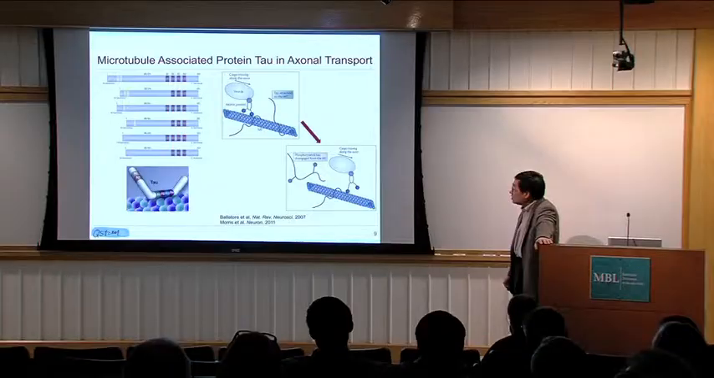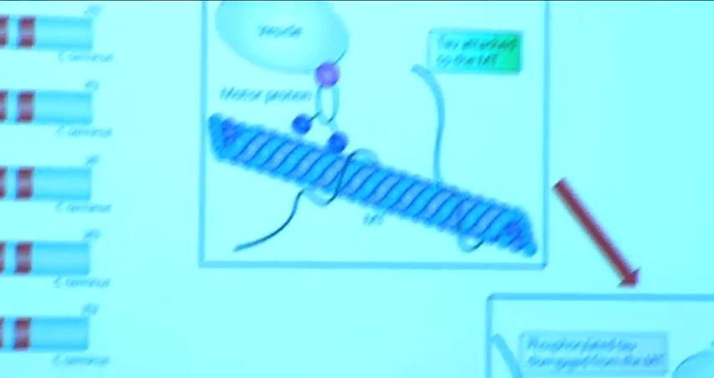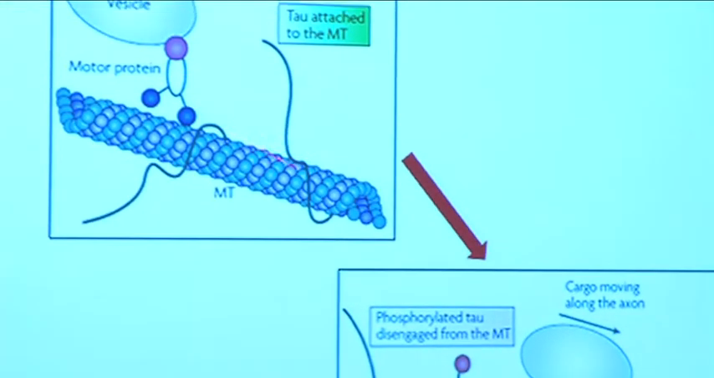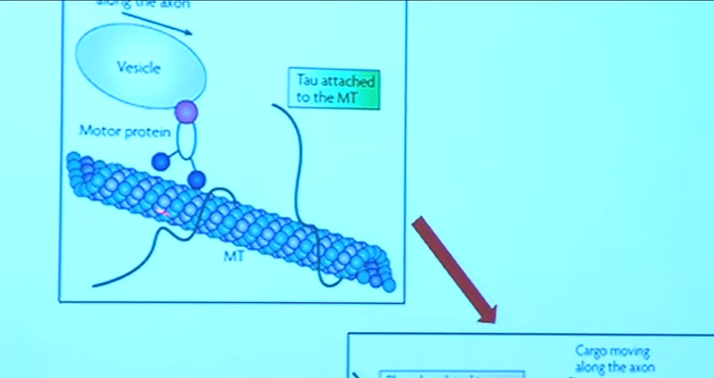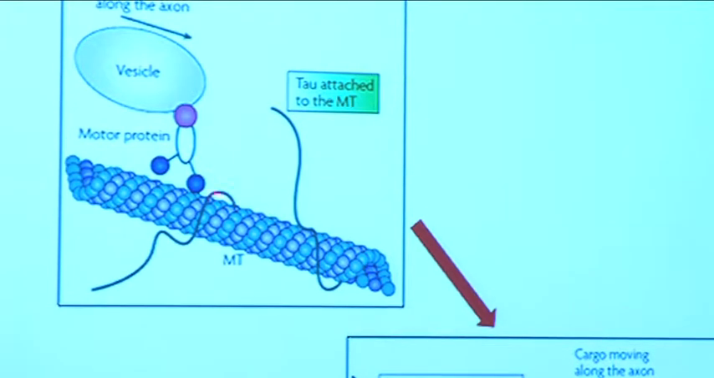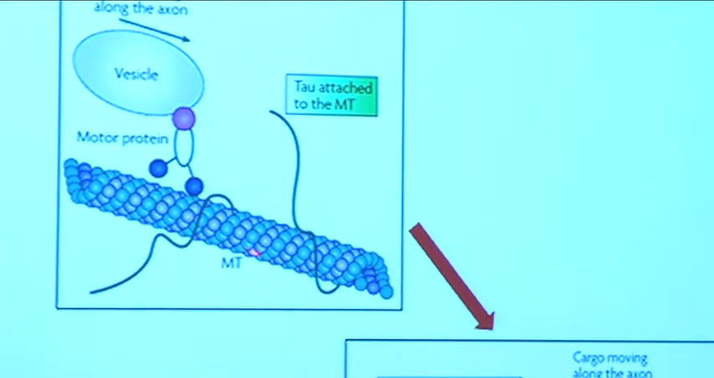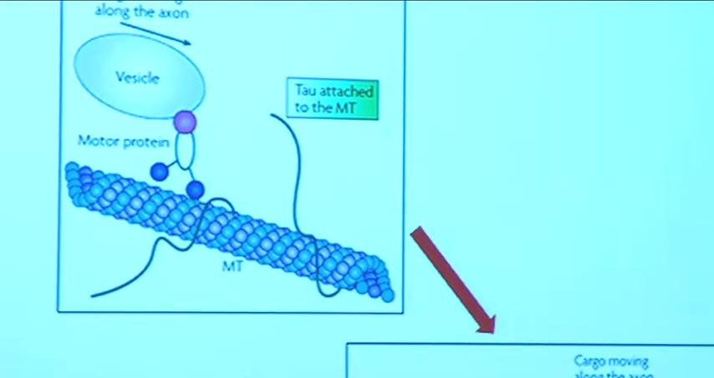So far, the model we have in the community is that phosphorylation of this protein reduces binding affinity to the microtubule, allowing it to temporarily detach, and then dephosphorylation allows it to reattach. So this is kind of a dynamic steady state, allowing these cargoes to pass by when it detaches, and then Tau is going to come back to the microtubule and stabilize the filaments.